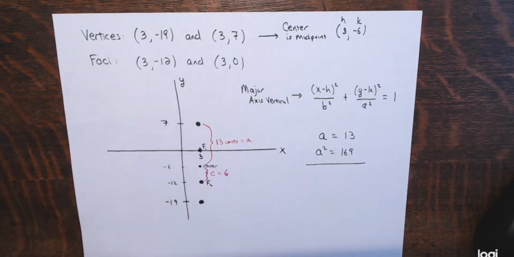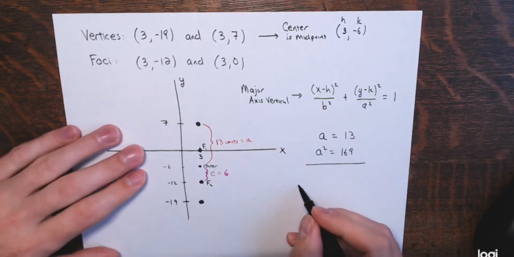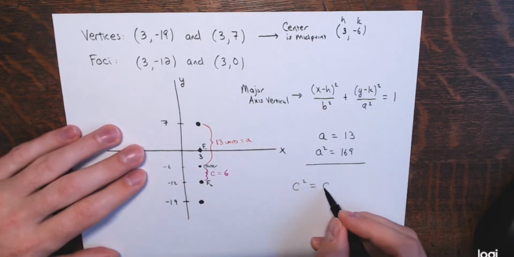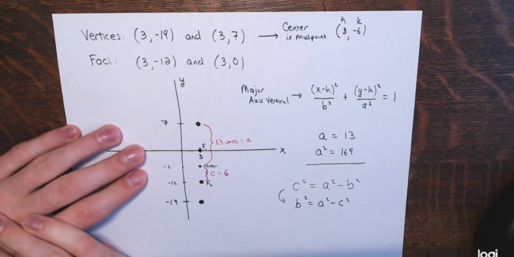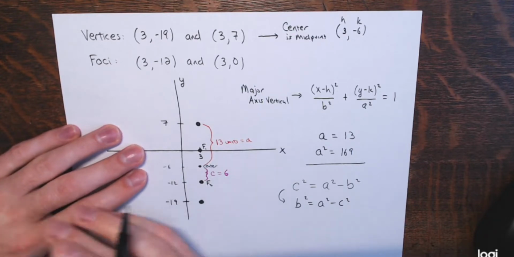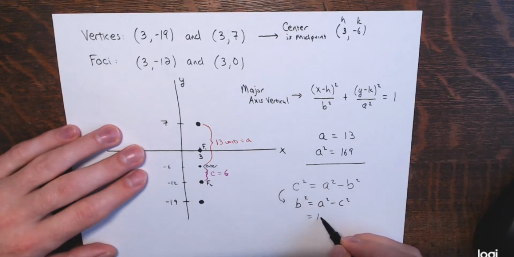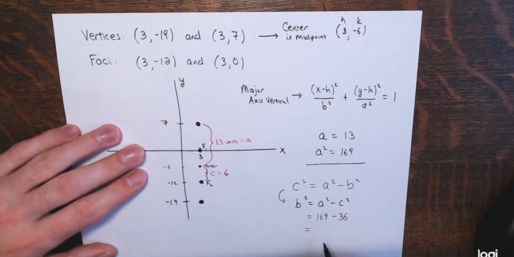Now to find little b, I must use that one relationship I've been writing. c squared is equal to a squared minus b squared, and then we're going to solve for b. In other words, b squared is a squared minus c squared, if you just solve for b squared there. And a squared we know is going to be 169, and c squared is going to be 6 squared, that's 36. And 169 minus 36 would be 133. And there's the value of b squared.